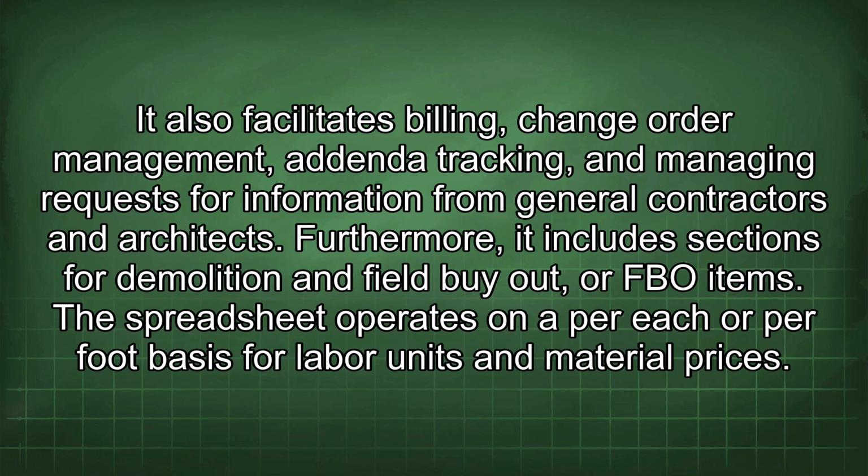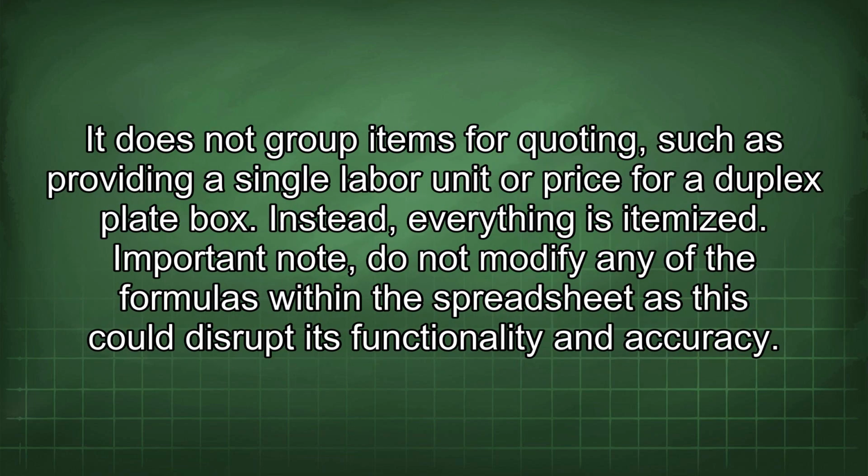The spreadsheet operates on a per each or per foot basis for labor units and material prices. It does not group items for costing, such as providing a single labor unit or price for a duplex plate box. Instead, everything is itemized. Important note: do not modify any of the formulas within the spreadsheet, as this could disrupt its functionality and accuracy.